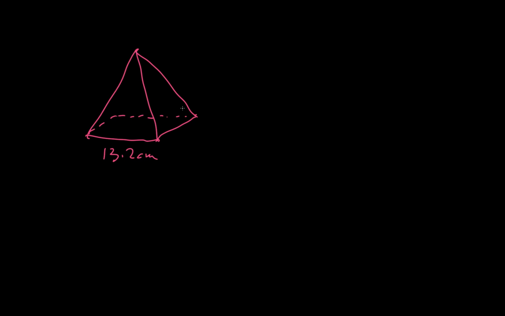Okay, so we have a pyramid, and it says that the height, which they're marking as this, it's like the perpendicular height from right there. So the height is 10.8 centimeters, and so it just wants us to find the surface area. And so in other words, it wants us to find all of the triangular pieces.